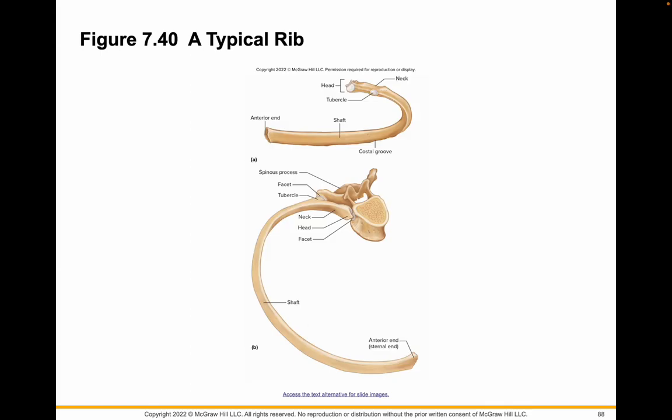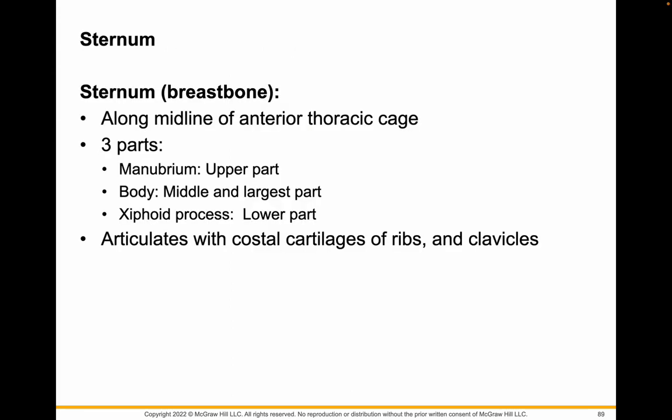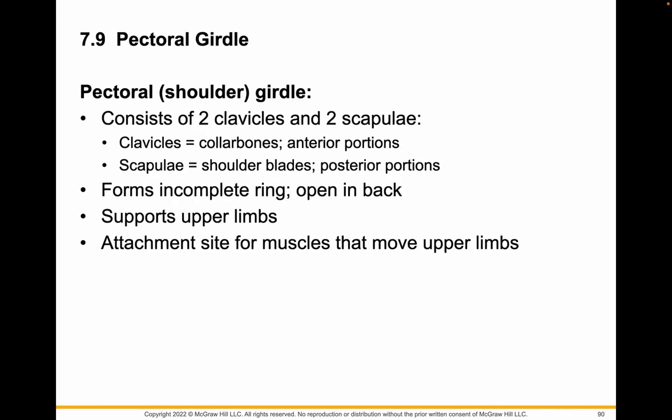And so this is what a typical rib looks like and how it articulates with the vertebra in the back. And then in the anterior end is where it'll attach to, if it's a true rib, its costal cartilage. Your sternum, also called your breastbone, you do need to know that it has 3 parts: the manubrium, the body, and the xiphoid process. Remember, process is a little projection that pokes off, and it does articulate with those costal cartilage ribs and the clavicles.